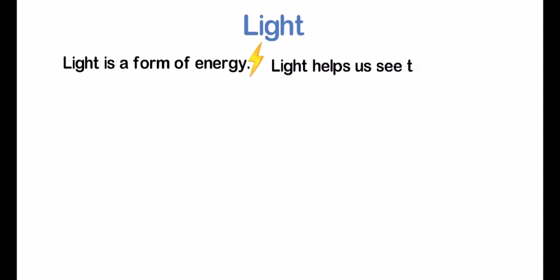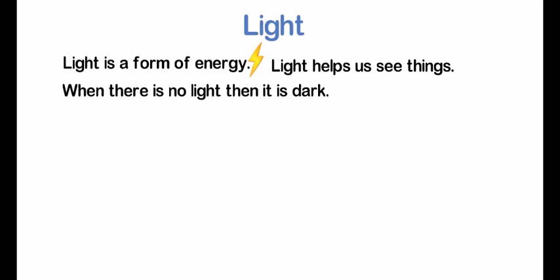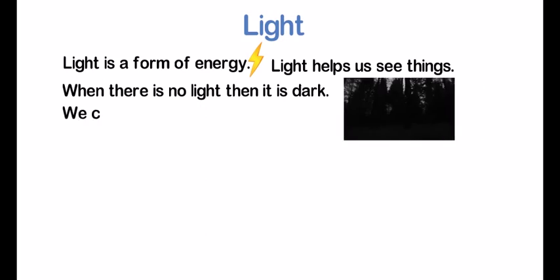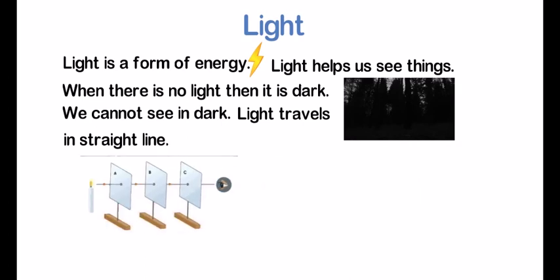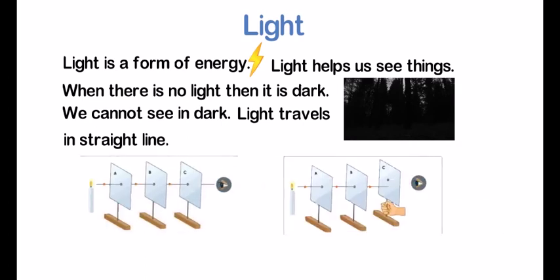What is light? Light is a form of energy. Light helps us see things. When there is no light, then it is dark. We cannot see in dark. Light travels in a straight line. There is less light when we go away from the light source.